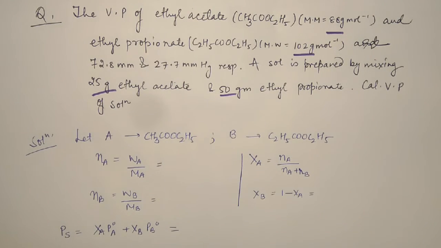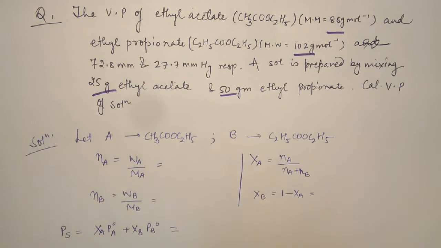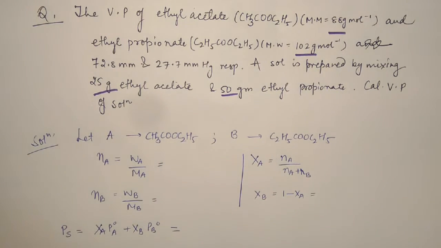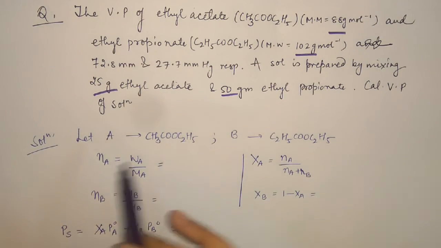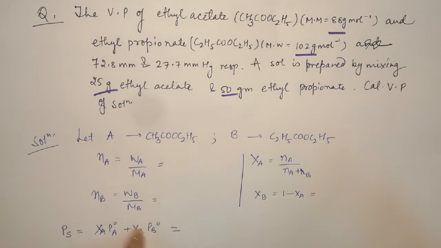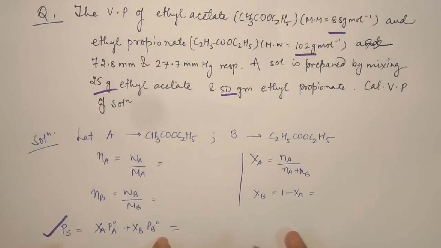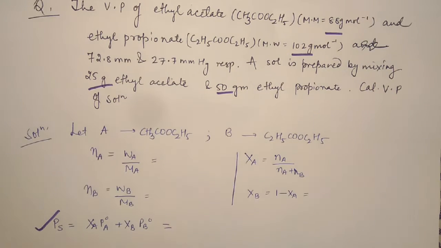This is a very easy question. So see, it is better if you assign A and B to the components, so it becomes easy for you to write the solution part. So let us assume that A is ethyl acetate and B is ethyl propionate. So the first step is, because we know the formula of PS, XA into PA naught plus XB into PB naught. Yes or no? So we have to calculate XA and XB because PA naught and PB naught are given. So in order to calculate XA and XB, we have to calculate number of moles of A and B.